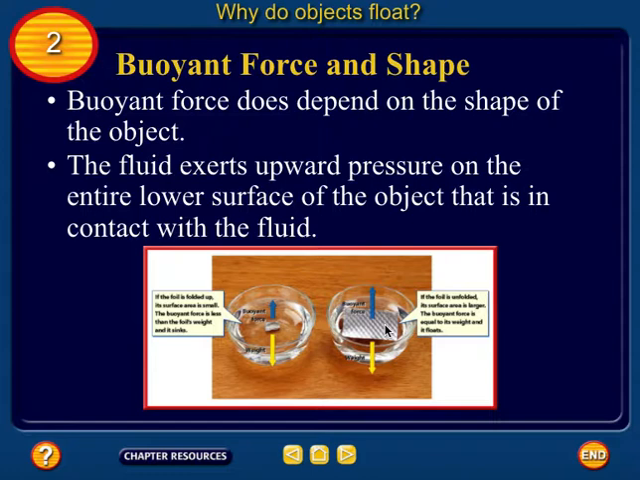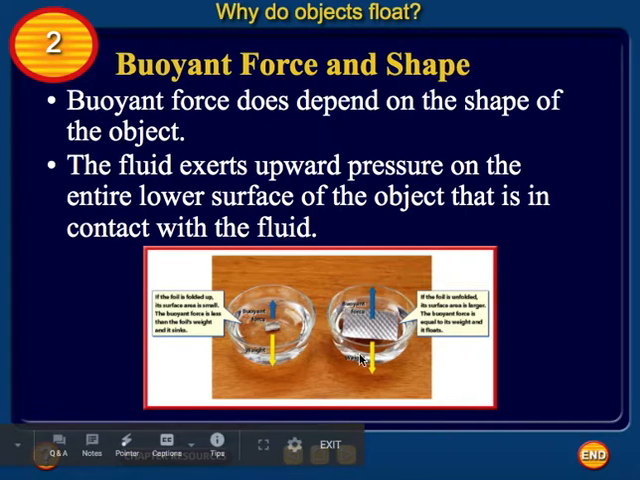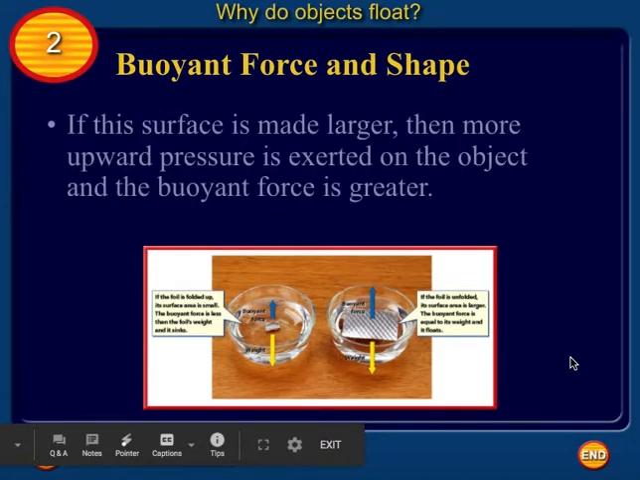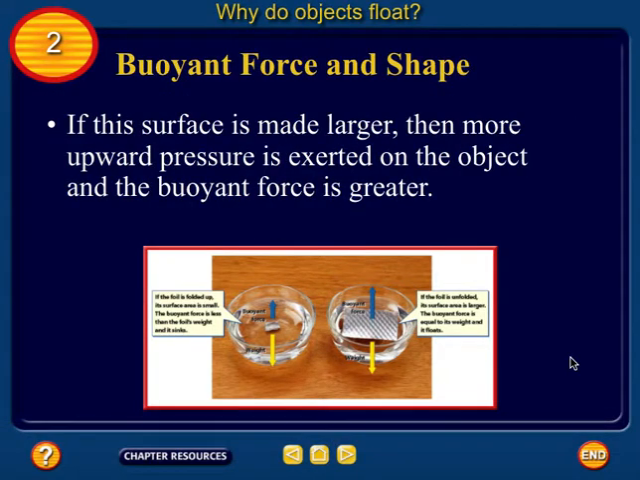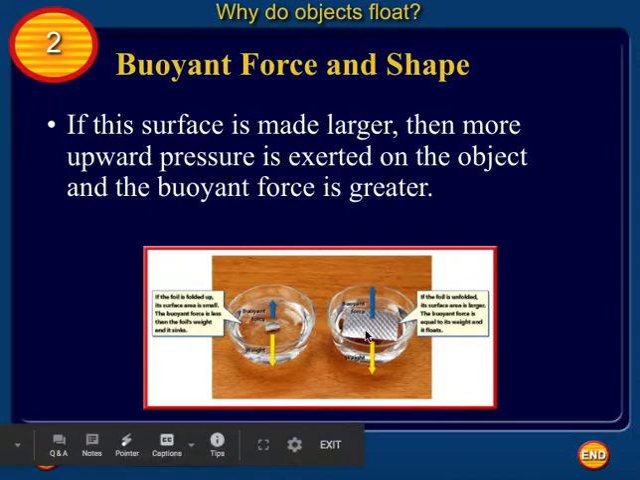The buoyant force pushing up on it has a larger area to push on, which creates buoyant force equal to its weight, and the object floats. Both the same material, but one in a different shape allows it to float. If this surface is made larger, then more upward pressure is exerted on the object and the buoyant force is greater. So if there's a bigger surface area on the bottom, something will get pushed up on more and will have a better chance to float.